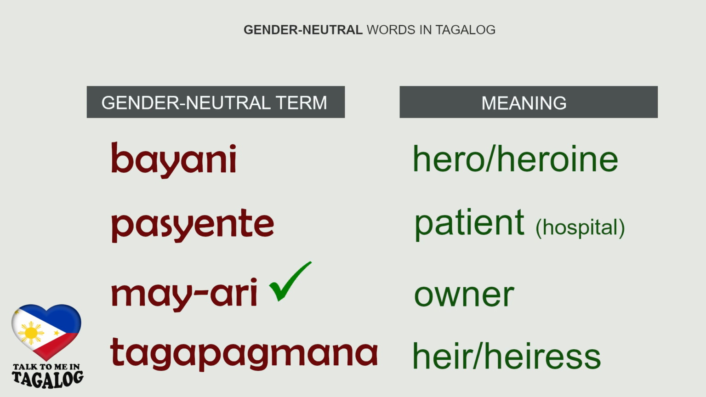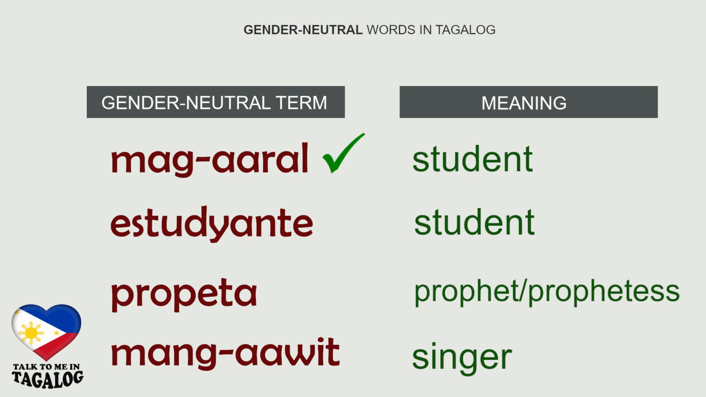May-ari, owner. Tagapagmana, heir or heiress. Mag-aaral, student. Estudyante. This word also means student. Propeta, prophet or prophetess. Mang-aawit, singer.